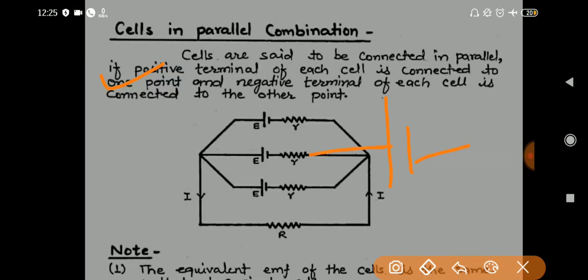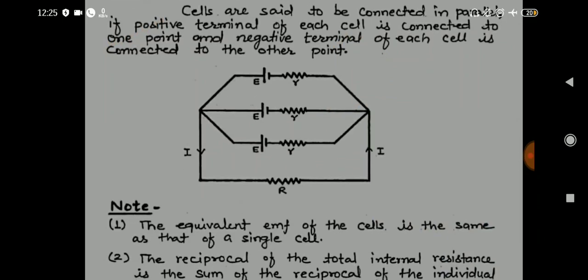This is the symbol of a cell. This is the positive terminal of the cell and this is the negative terminal of the cell. If all positive terminals are connected at one point and all negative terminals of the cells are connected at another point, then this combination of cells is called parallel combination. This is the diagram for parallel combination of cells.